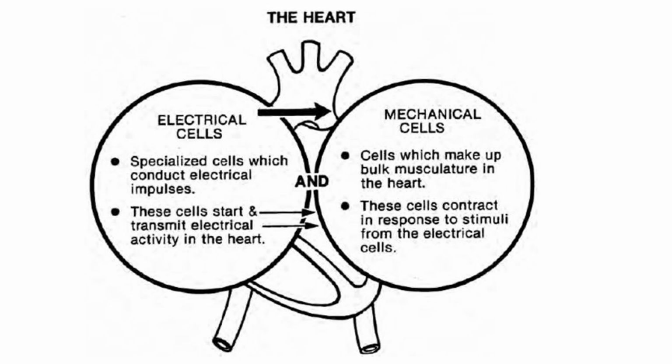Your second type of cells are going to be your mechanical cells or your non pacemaker cells. These are going to make up the bulk of the heart, and they are the cells that actually contract in response to those pacemaker cells.